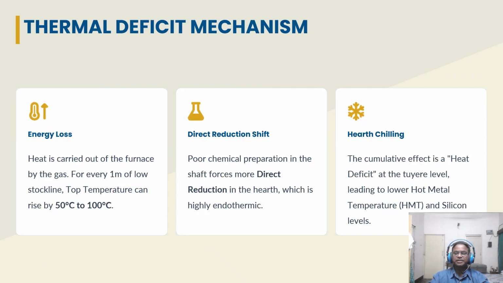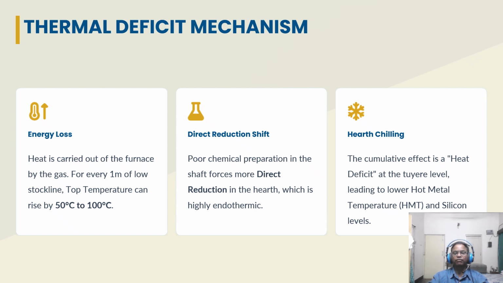So, the thermal deficit mechanism. As you can see in the visual, there are three blocks with icons: the first is energy loss, the second is direct reduction shift, and the third is the hearth chilling, or coldness of the hearth. So let's break down this deficit. It happens in three stages. Energy loss: for every meter we drop the stock line, the top gas temperature can rise by anywhere from 50 to 100 degrees Celsius. That's the first wave of loss.